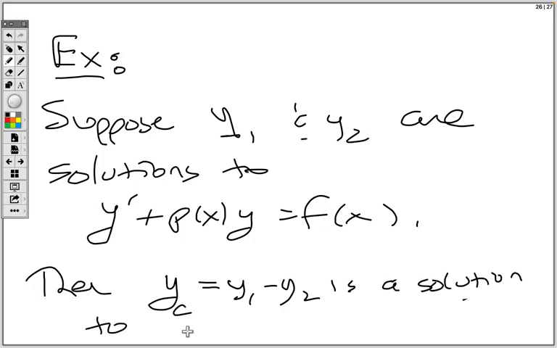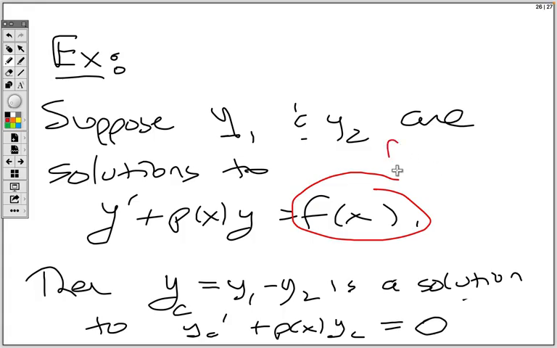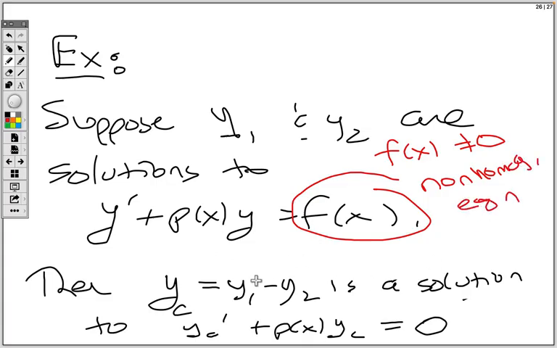to yc prime plus p of x yc equals 0. So if you remember these words from last week, if this f of x is something different than 0, this is called a non-homogeneous equation. And it says if you have two solutions to the non-homogeneous equation, then their difference is a solution to the associated homogeneous equation. All right, so let's prove it.